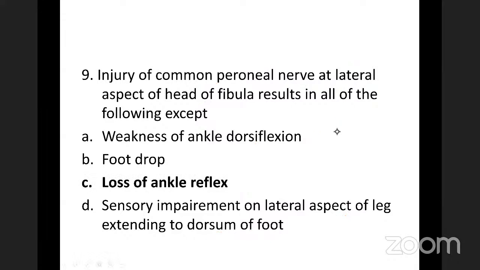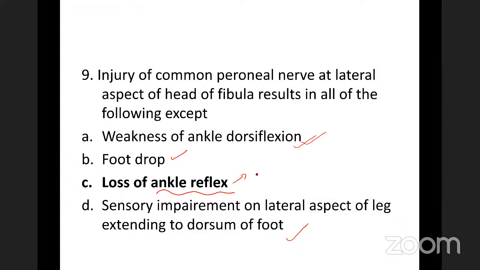If there is loss of dorsiflexion, there will be foot drop. Then obviously there is sensory impairment of the lateral aspect of the leg extending to the dorsum of the foot, by the superficial peroneal nerve. Now, the ankle reflex is brought about by the muscles of the posterior compartment of the leg, which is called the flexor compartment. We will study about it very shortly.